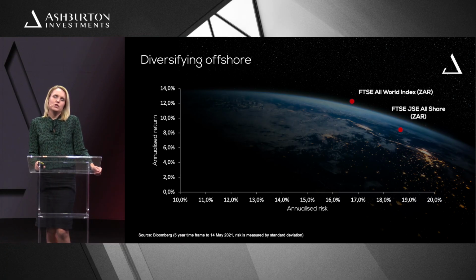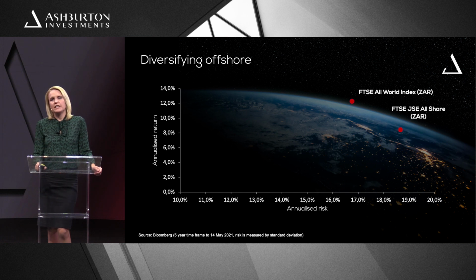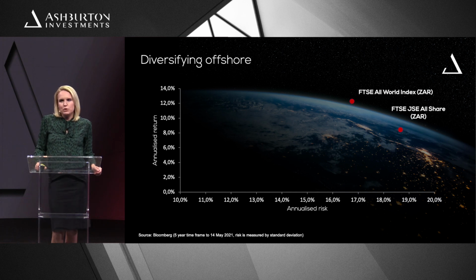First of all, I just want to start off with this chart, which shows the annualized return versus the annualized risk of the FTSE All World Index against the FTSE JSE All Share Index over the past 5 years. As you can see, if you had kept your money globally, you would have achieved a higher return with a lower level of risk measured by volatility.